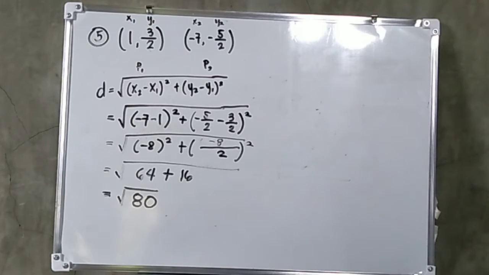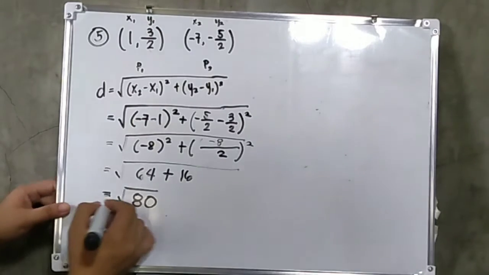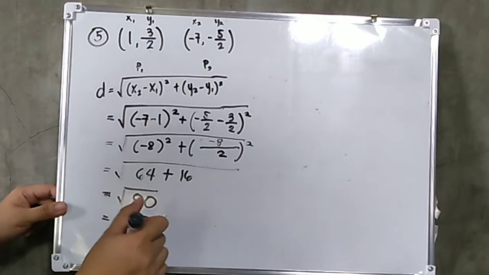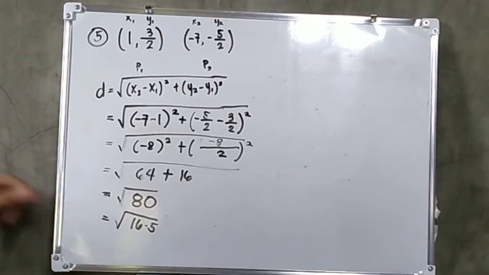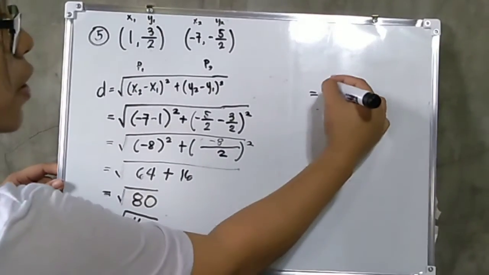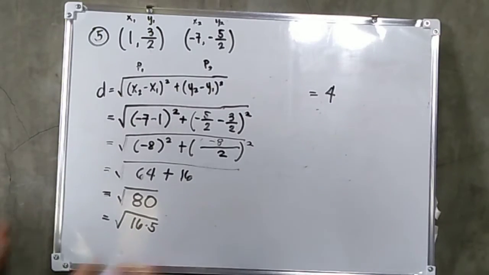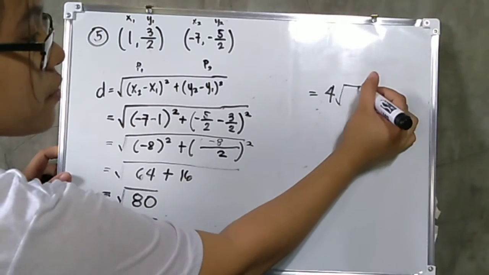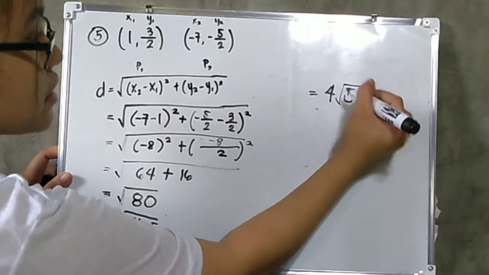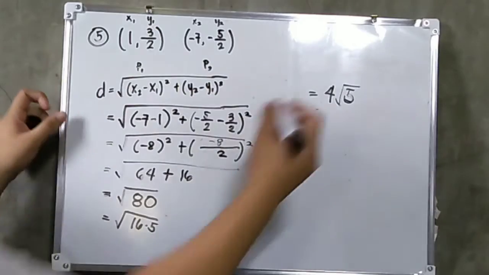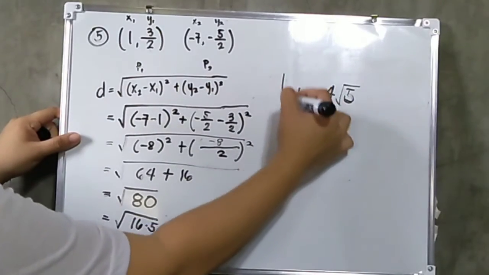Then let's factor out the 80. So we have 16 times 5. The square root of 16 is 4. Then we have the remaining 5. Let's just copy the square root of 5. So the distance between these two points is 4 square root of 5 units.